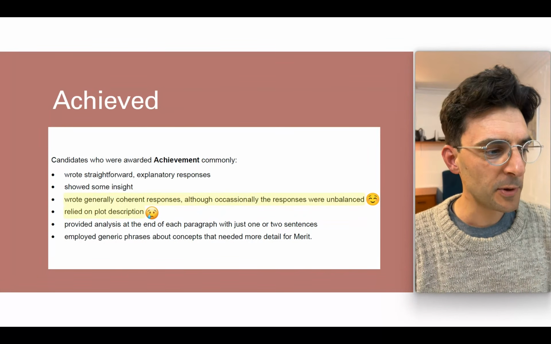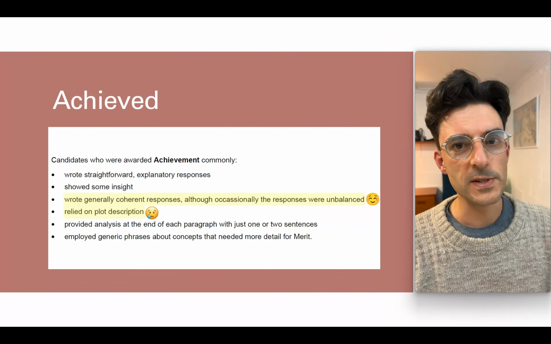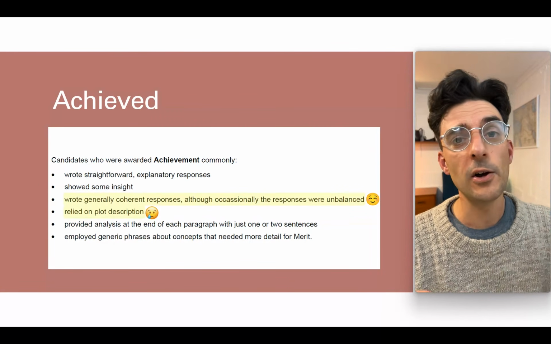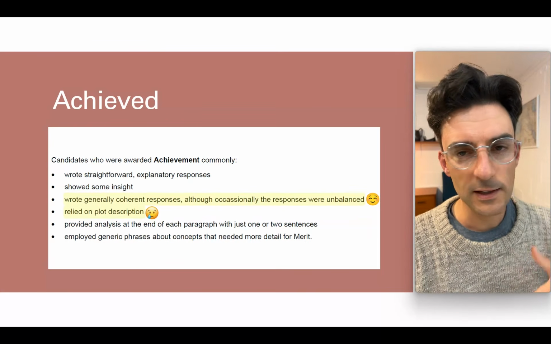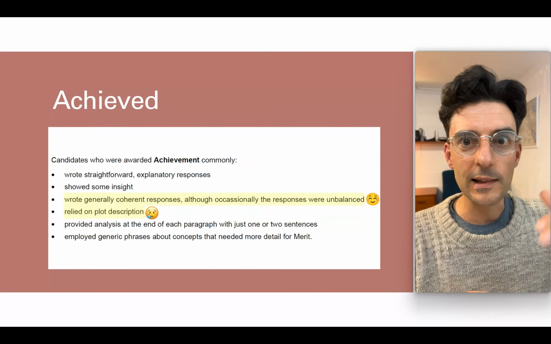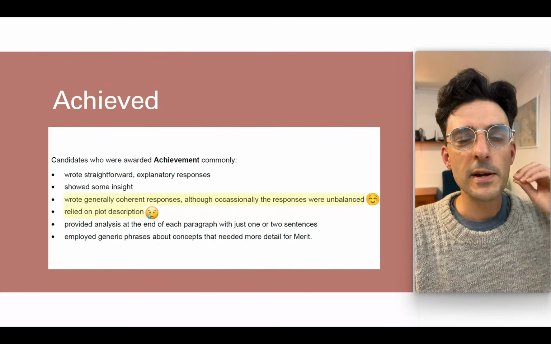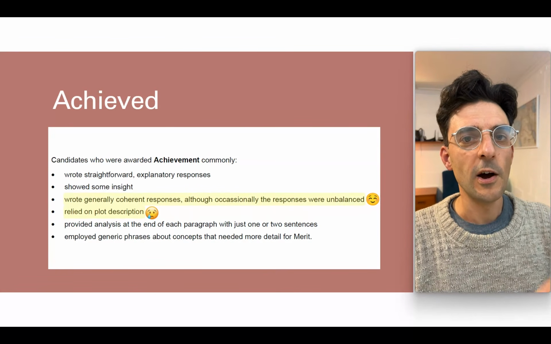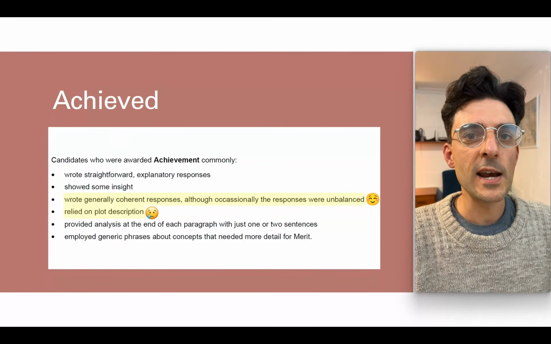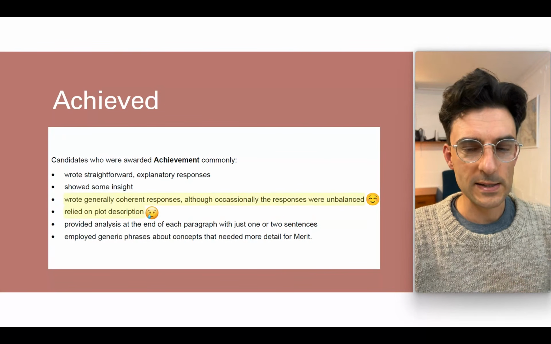So, second to last bullet point is providing analysis at the end of each paragraph with just one or two sentences. Now, this is what I see when students are relying very heavily on paragraph structures, something like PEEL, for example, and they get to the end of their body paragraph and they're like, oh, link, I've got to link back to the statement. So they give me a little bit of analysis, but it's just a couple of sentences at the end of the body paragraph. Now, this also might be enough to get you across the line, but it's certainly not the kind of integrated discussion we need to see at a merit or an excellence level.